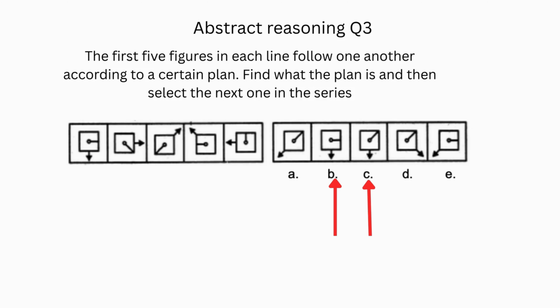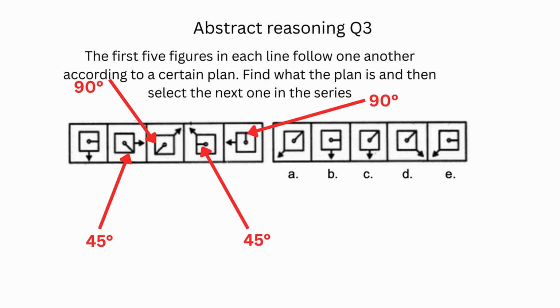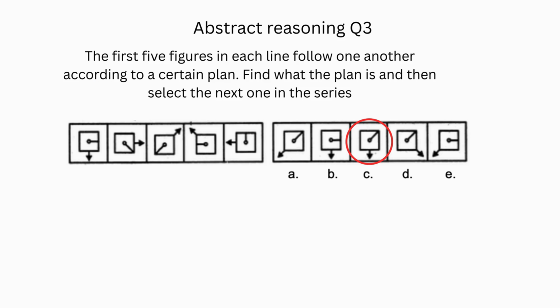Now we must follow the pattern of the line in order to determine the answer. We can see it starts with a 45-degree move, then a 90-degree move, then 45, then 90. So the final movement will be 45 degrees. This gives us the answer as being option C.